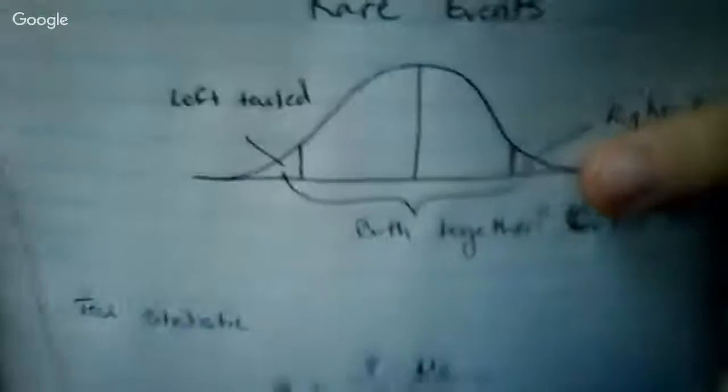The extreme values are in these corners, so two tails. Step six says the p-value is greater than the level of significance, so that 0.836 is greater than 0.05. So we fail to reject the null hypothesis.